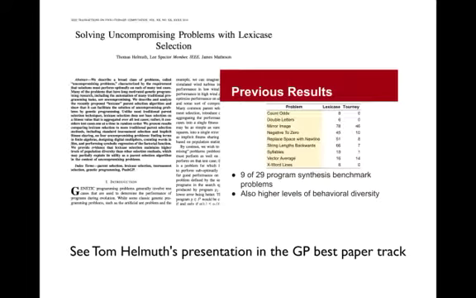Okay? Now, I don't have time to talk about the results of lexicase selection in general. However, I would suggest that you go to Tom Helmuth's presentation in the GP Best paper track later in the conference, where he talks quite a bit about lexicase selection. And the bottom line is, at least on many kinds of problems, and this is the front page of a paper we have in IEEE Transactions on Evolutionary Computation, the bottom line is that for many kinds of problems, we see significant and large-scale improvement in problem-solving power by using lexicase selection instead of an aggregating selection method. And we also see higher levels of behavioral diversity.